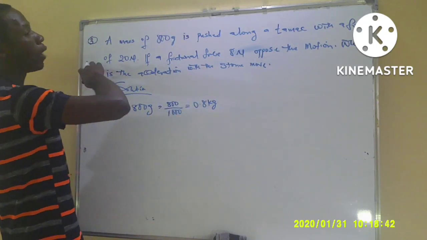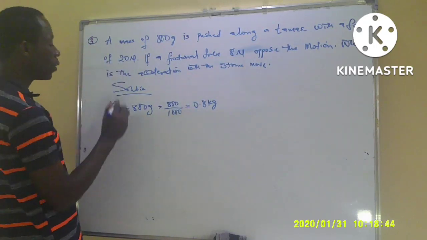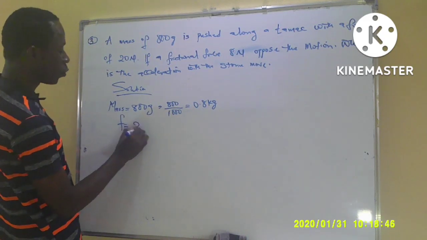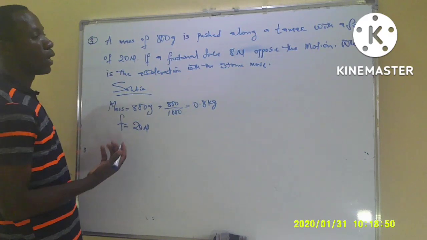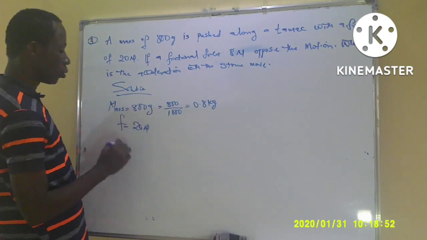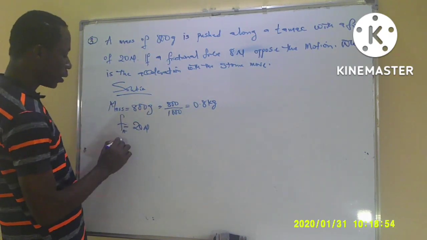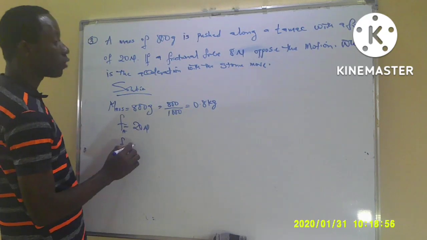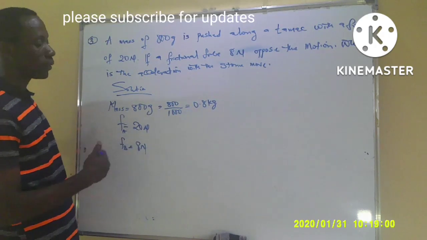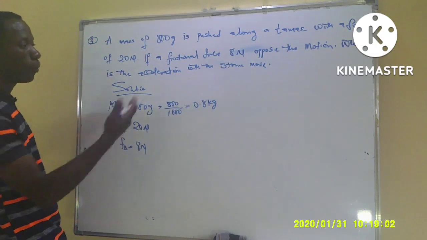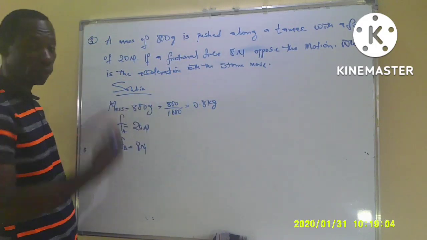Now it's moving along the tarmac with the force. The force with which the body was moving was 20 Newton. But there's a frictional force, or opposing force, that tends to oppose the motion. Let me call this FB. That's opposing the motion, which is 8 Newton. By the end of the day, we discover that this thing is still moving, because they ask what is the acceleration, which shows that it's still moving, but the acceleration reduces.